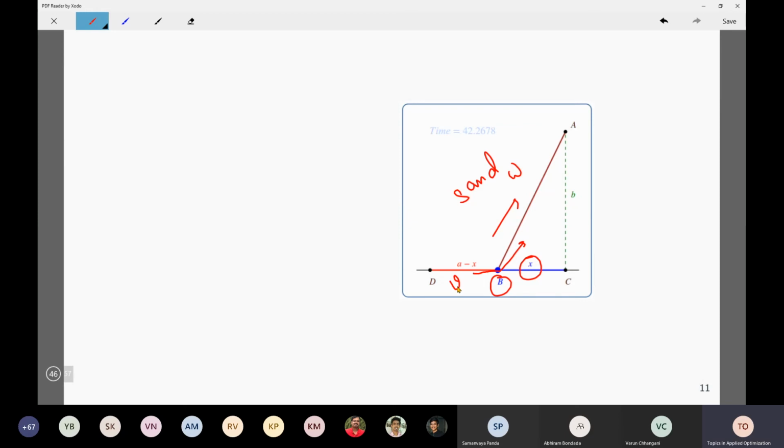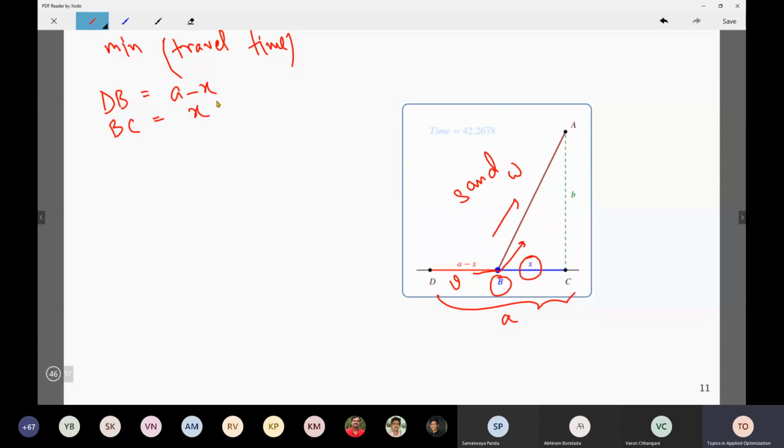Remember that our minimization problem requires time. So somehow we have to bring in the time, right? So what are we given? We have a distance, and we have the speed. So which are the distances we are talking about? The distance DB is A minus X, because remember the whole thing was A. And BC is X. And what is also given is AC is B.